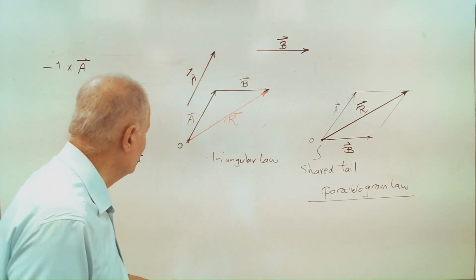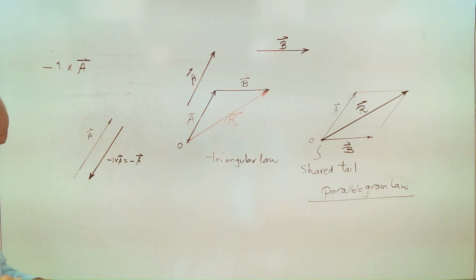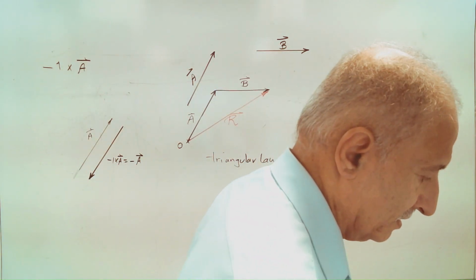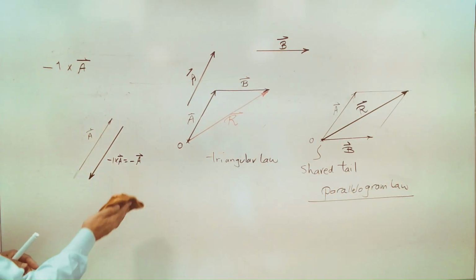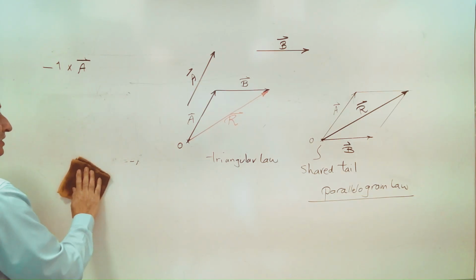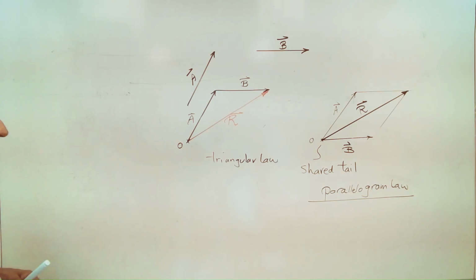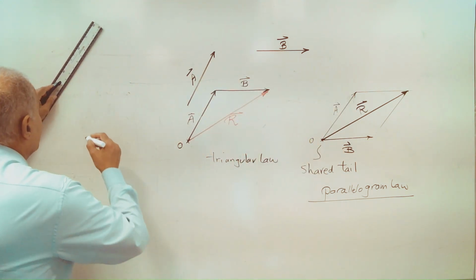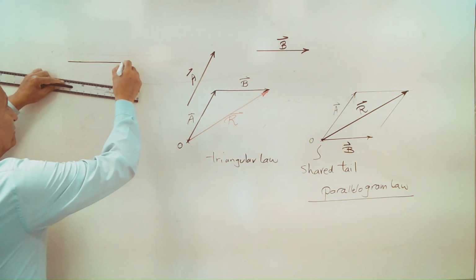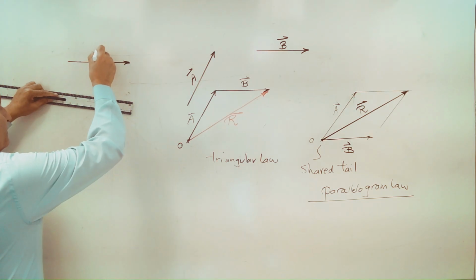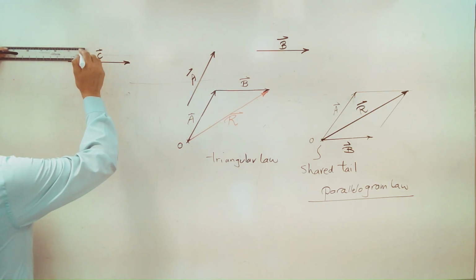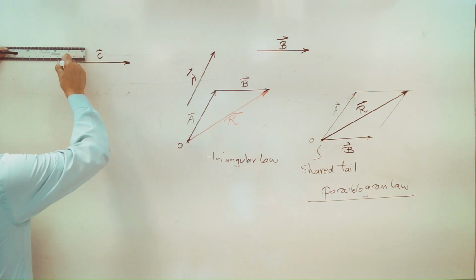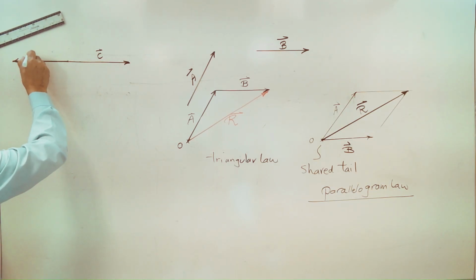Okay, let's use this definition that we made here for subtraction of vectors. Then we learn here, if I have a vector C here, then minus C is this one.